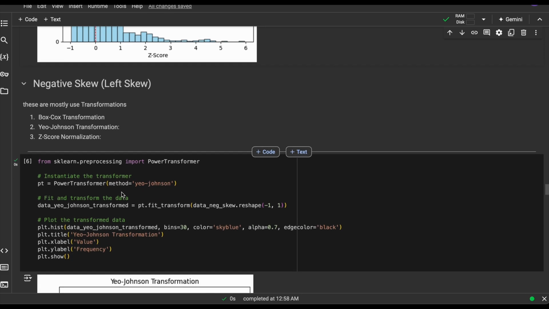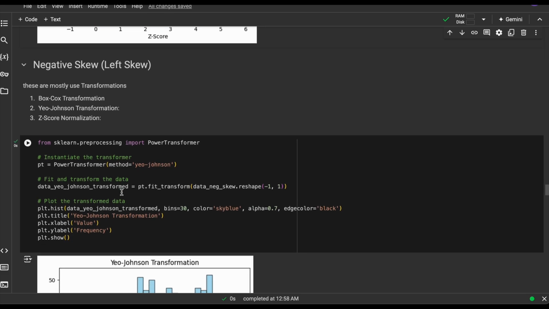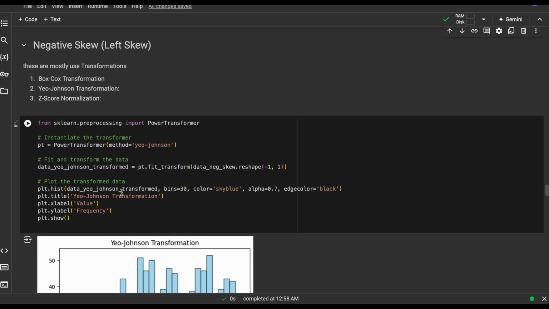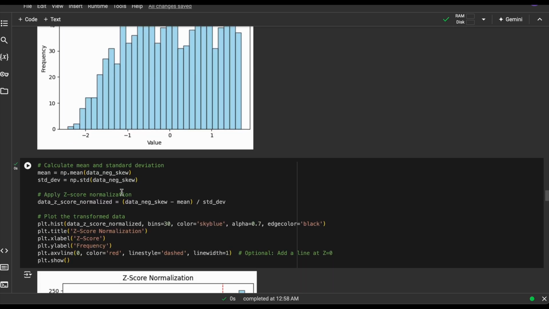Next, negative skewed data. There are three most used transformations: Box-Cox transformation, Yeo-Johnson transformation, and Z-score transformation. Box-Cox transformation is used for both positive and negative data. I tried the Box-Cox transformation and it's not very good.